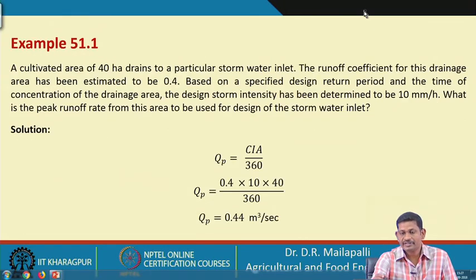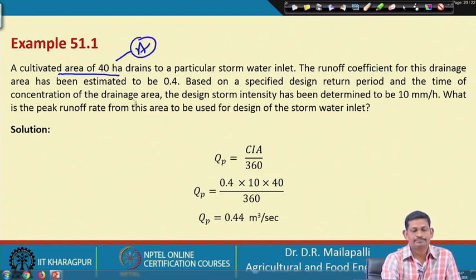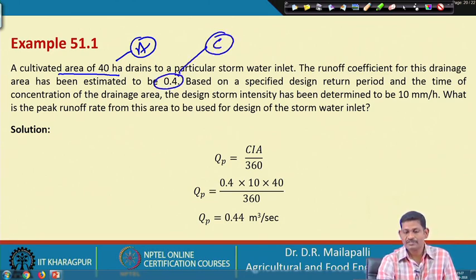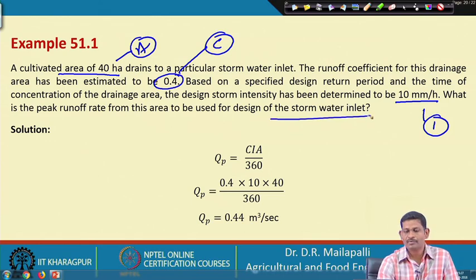Next, here is a straightforward example, giving the values and finding Q_P. The cultivated area is 40 hectares, drained to a particular storm water inlet. The runoff coefficient for this drainage area has been estimated to be 0.4, so this is C. Based on the specified design return period and the time of concentration of the drainage area, the design storm intensity has been determined to be 10 mm per hour, so this is your I. What is the peak runoff rate from this area to be used to design the stormwater inlet?